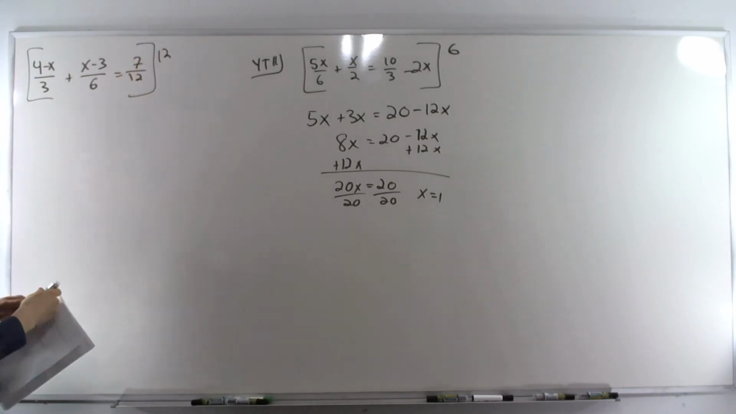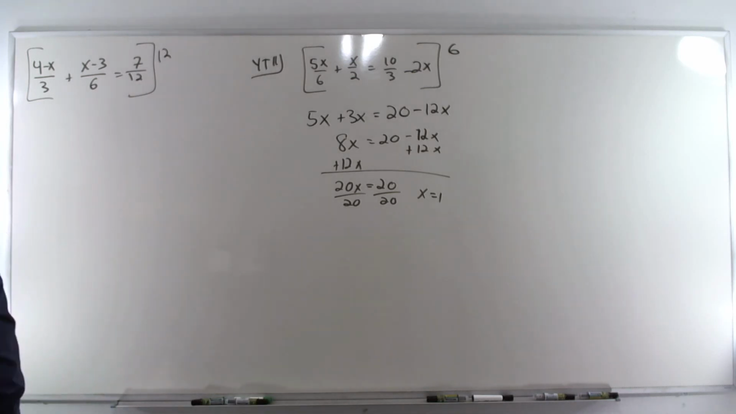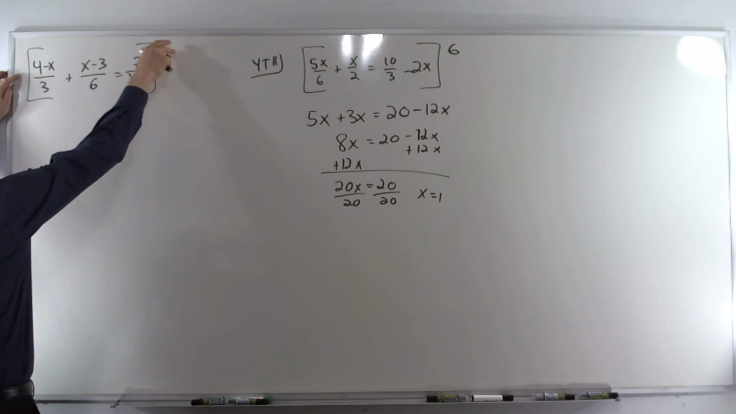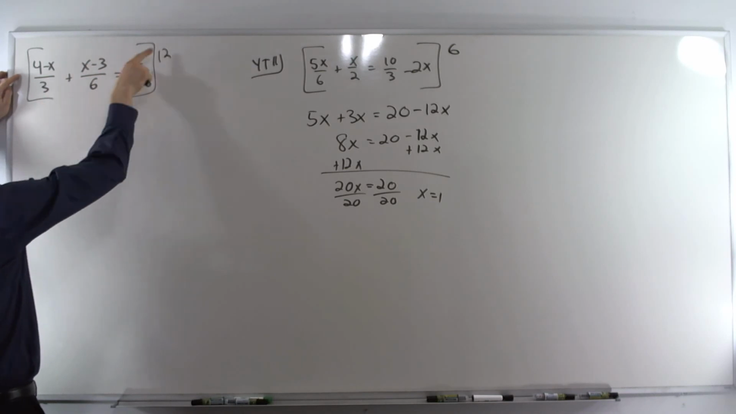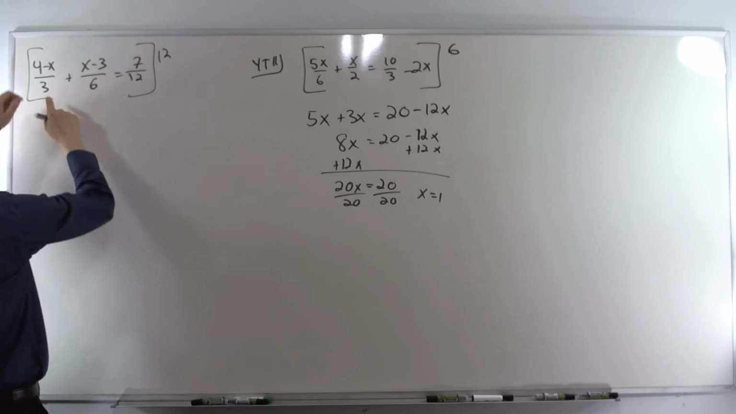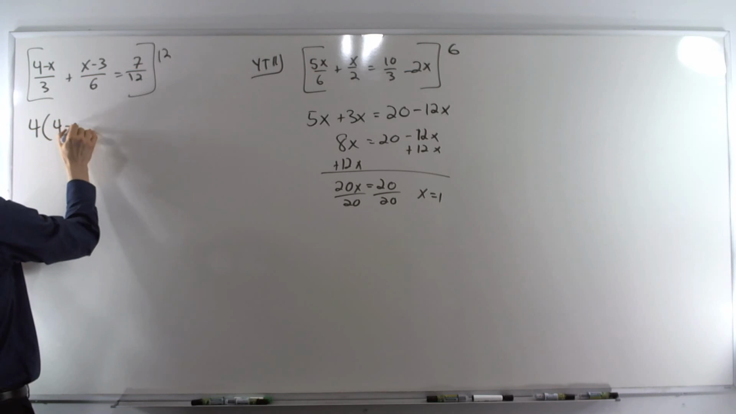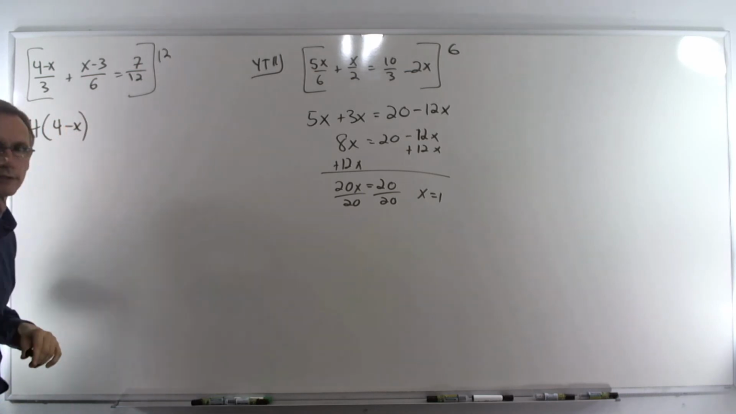All right, let's see what happens now with these binomials. So we're going to take 12, divide by the denominator, divide by 3, and we get 4. So that means we have to multiply 4 by this entire numerator. So make sure to put that in parentheses, 4 times (4 minus x).